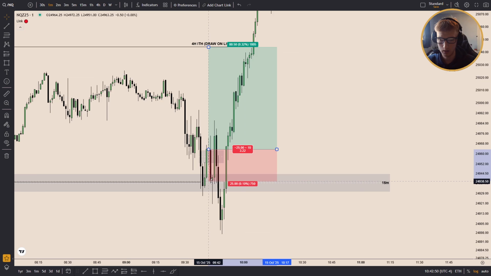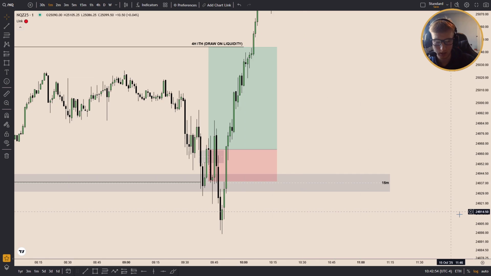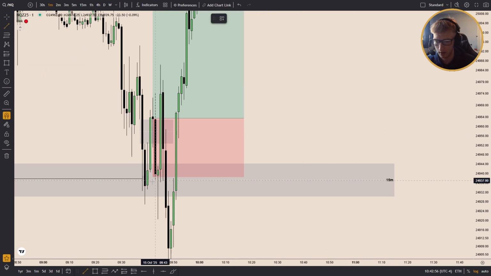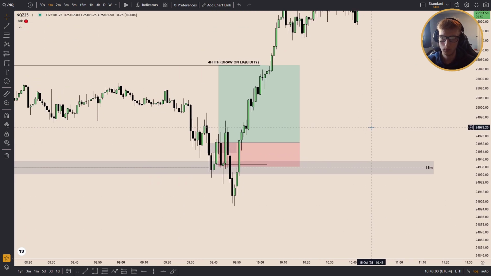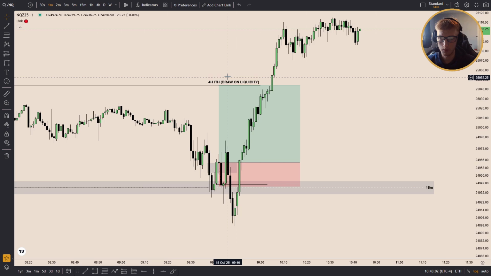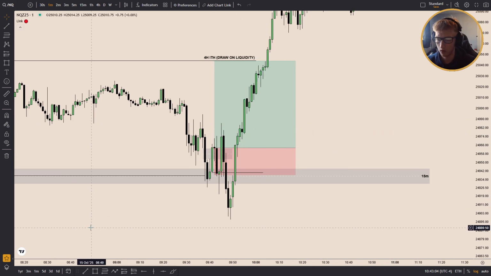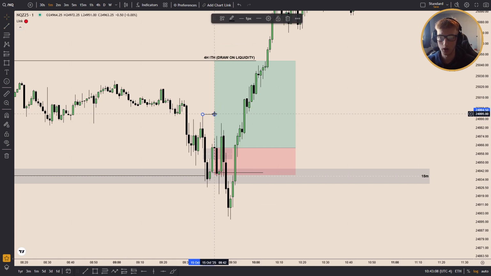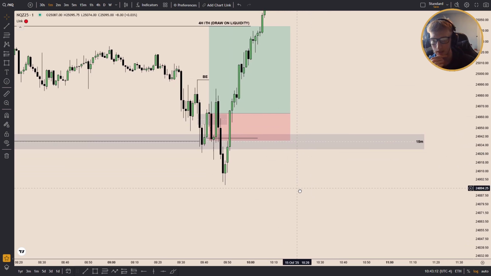So I entered risking 25. Had a hard stop at the low of this candle right here. That was where my hard stop was. And yeah, I wanted to see this high hit. Unfortunately, we wanted to manipulate lower first. So I got stopped out. This would be my break even. I got stopped out here.